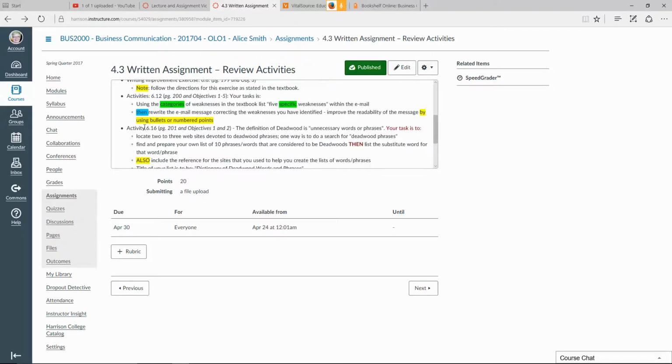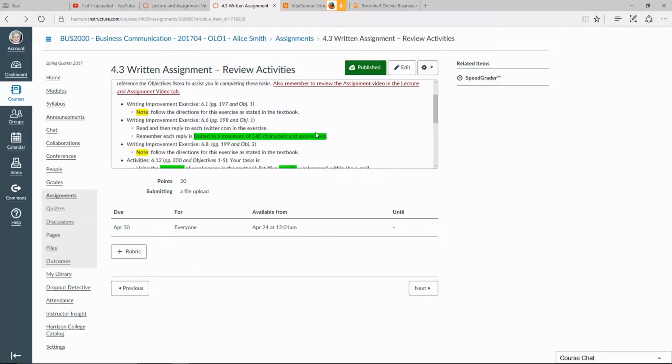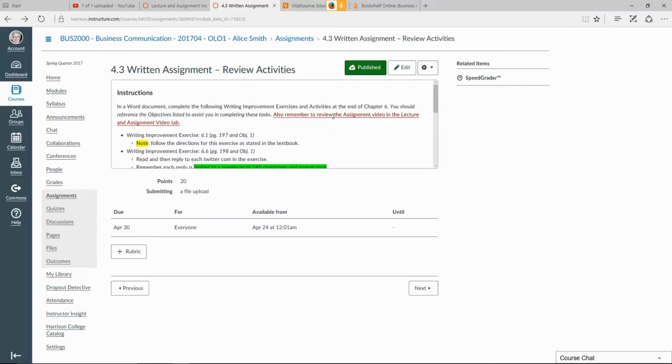Okay, so 6.16 is the definition of deadwood, and then submitting it. Remember to view the assignment video lecture, which is this one. Okay, so if you have any questions about the 4.3 written assignment, let me know.